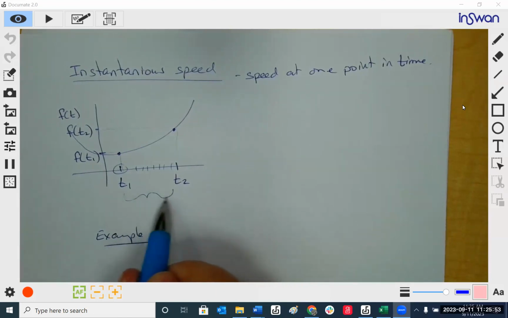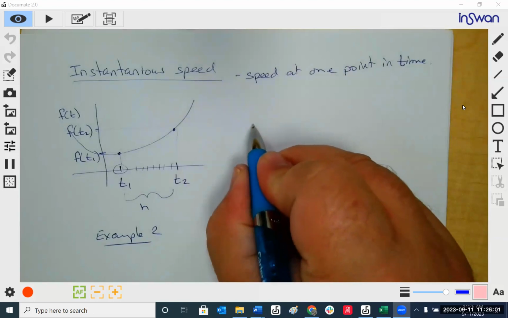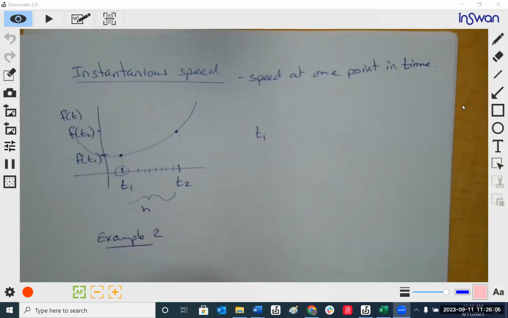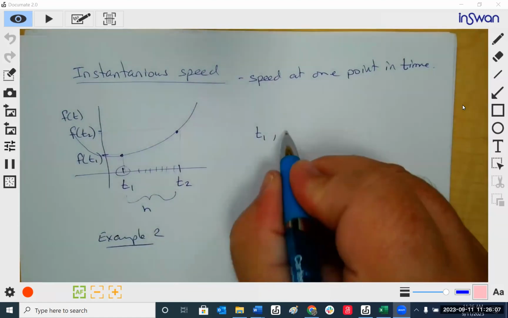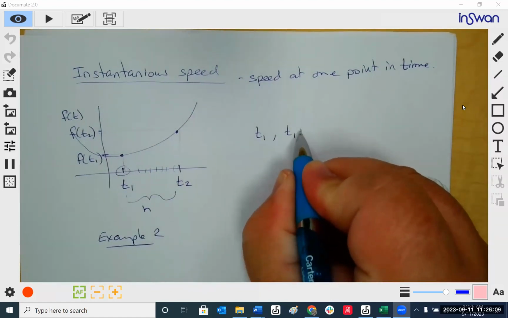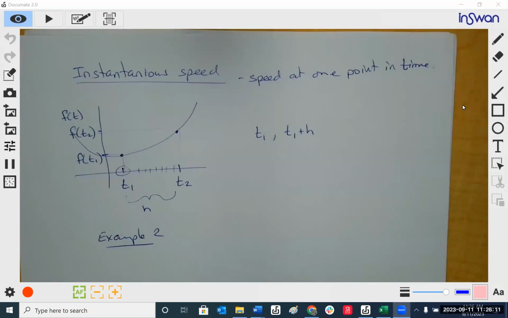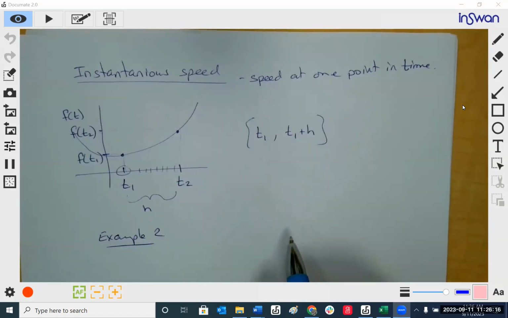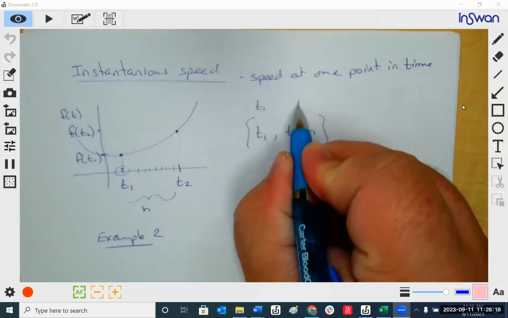How far is the distance between T1 and T2? How far is that distance? That's what H is. Because T1, that's where you start off with, right? How do we get to T2? That's the interval we're looking at. So this is T1, this is T2.